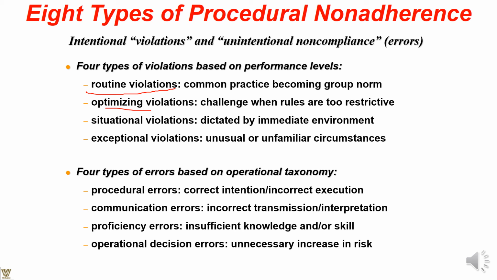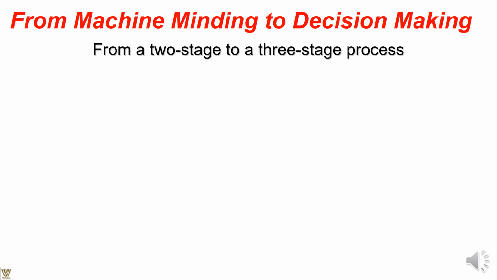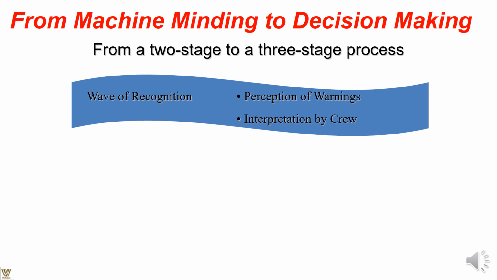Last but not the least are the decision errors that the human being ends up making. This actually includes the risk. So from machine minding to decision making. Now, this is basically a two-stage to three-stage process. Essentially, first is the wave of recognition, then comes the wave of execution, but between these is the wave of decision making. So please remember, first and foremost would be the wave of recognition, wherein you take a perception of warnings, interpretation by crew. You need to understand, is it going right or is it going wrong?